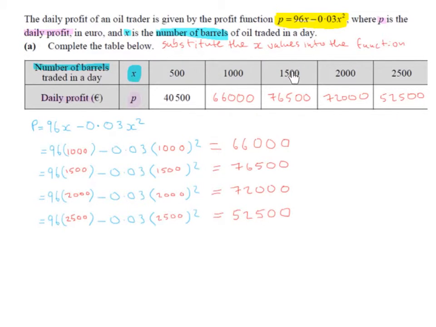If I sub in 1,500 in place of both x's, I get 76,500. If I sub in 2,000 in place of both x's, I get 72,000. And if I sub in 2,500 in place of both x's, I get 52,500. So now I've completed my table.